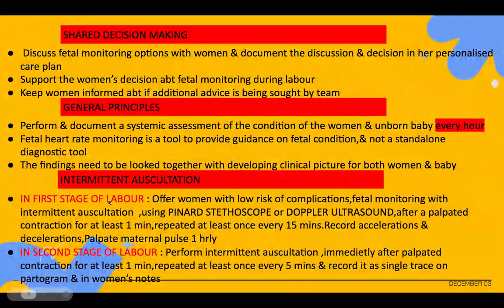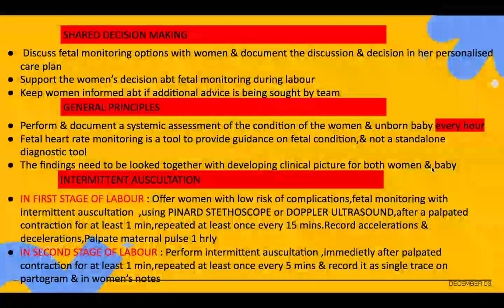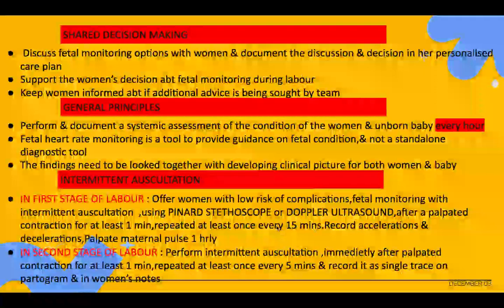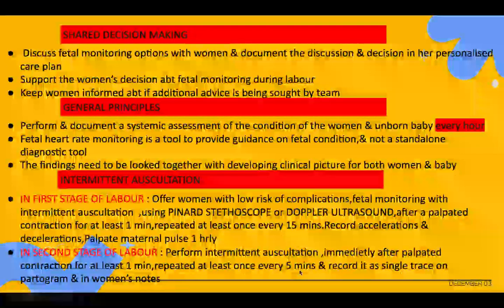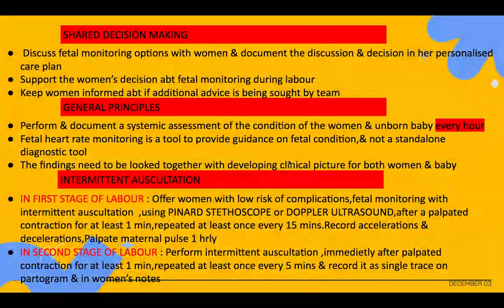Okay, all right. So first stage of the labor, after the contraction, for 1 minute and every 15 minutes, right? And in the second stage of the labor, intermittent auscultation is done immediately after the palpated contraction. Let the contraction get over. After the contraction is over, you will do it for a complete 1 minute. It's not like you will do 30 seconds and then double it, or do 15 seconds and then multiply it. It will not be like this, right? For the whole 1 minute, every 5 minutes, and record it as a single trace on the partogram.